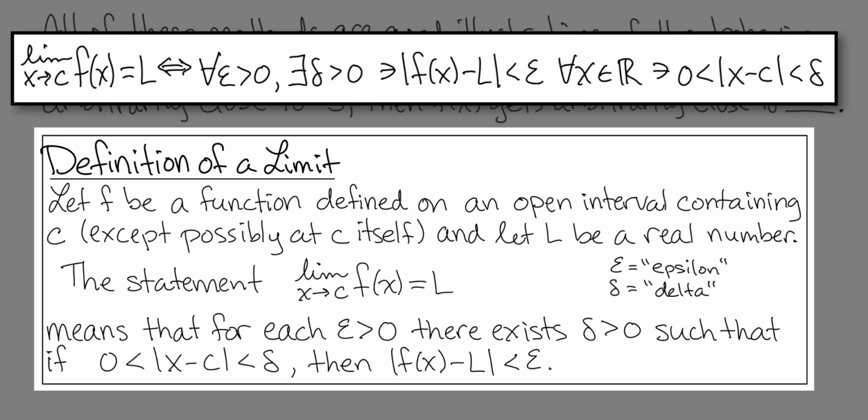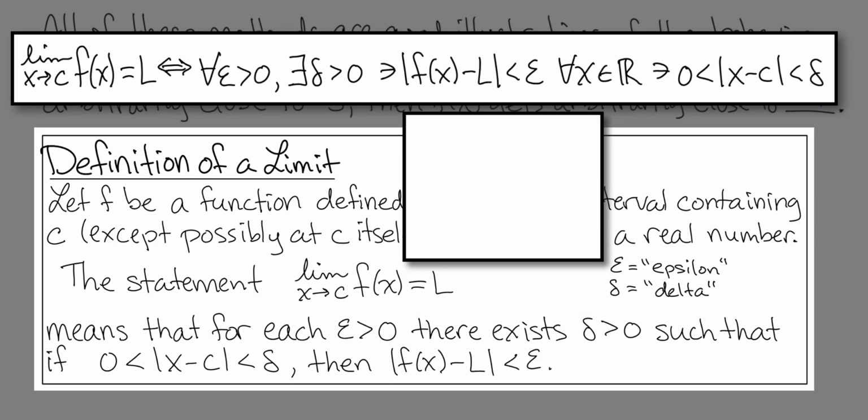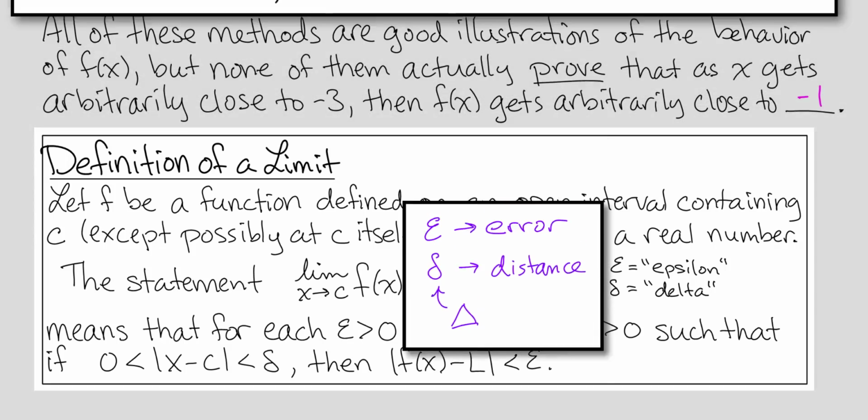Well, let's break it down a little bit better. First, let's take a quick look at these symbols. Epsilon is the Greek letter E. We're going to think of this like error. Delta is the Greek letter D. So we're going to think of that like distance. Now, you're familiar with delta as a capital delta for change. This is our lowercase delta.